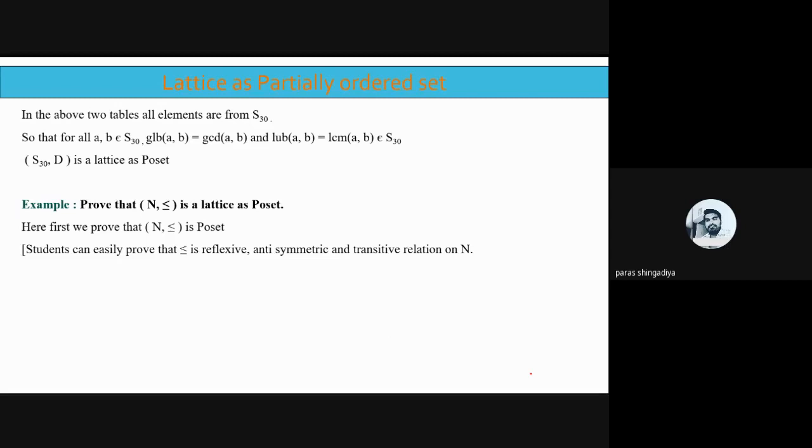Yes, first you have to write the proof of poset, and then after that you have to check the GLB and LUB to determine whether it is a lattice as a poset or not. So just try it by yourself, and for any doubt you can ask me. I think this question is already discussed in the partially ordered set concept. So just write down this conclusion here also. So try it by yourself.